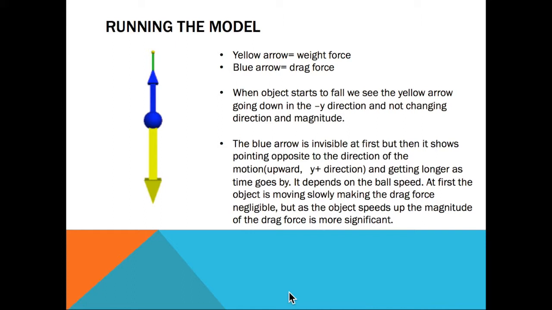The blue arrow is invisible at first, but then it shows pointing opposite to the direction of the motion, that is, upward to the y plus direction, and getting longer as time goes by. It depends on the ball speed. At first, the object is moving slowly, making the drag force negligible, but as the object speeds up, the magnitude of the drag force is more significant.